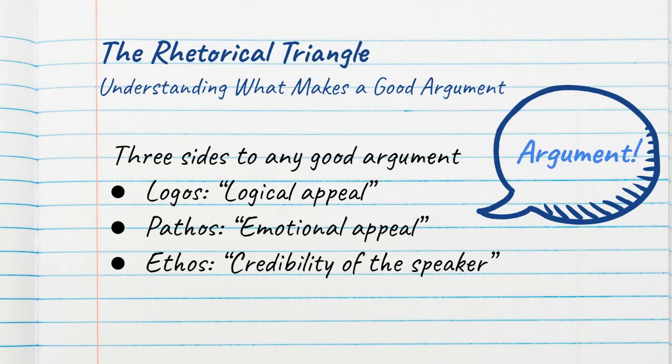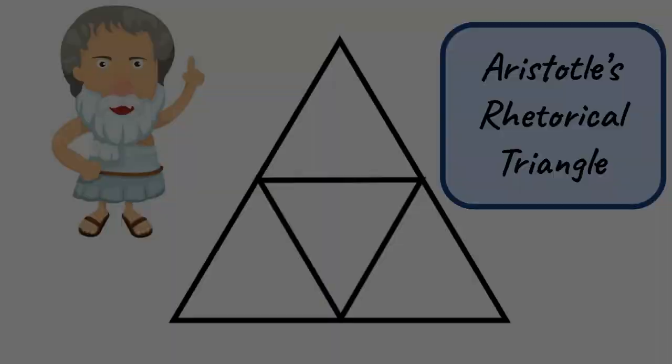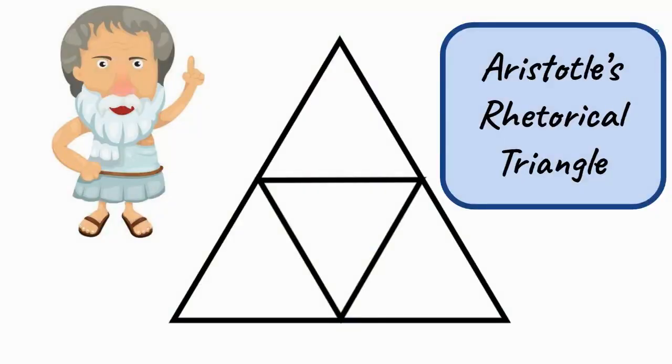So instead of saying that an author uses logos, which does indeed have an awkward sound to it, say that he or she uses logical appeal. Instead of pathos, they use emotional appeal. In lieu of ethos, you'll say that the author establishes his credibility. Let's talk about the triangle itself.